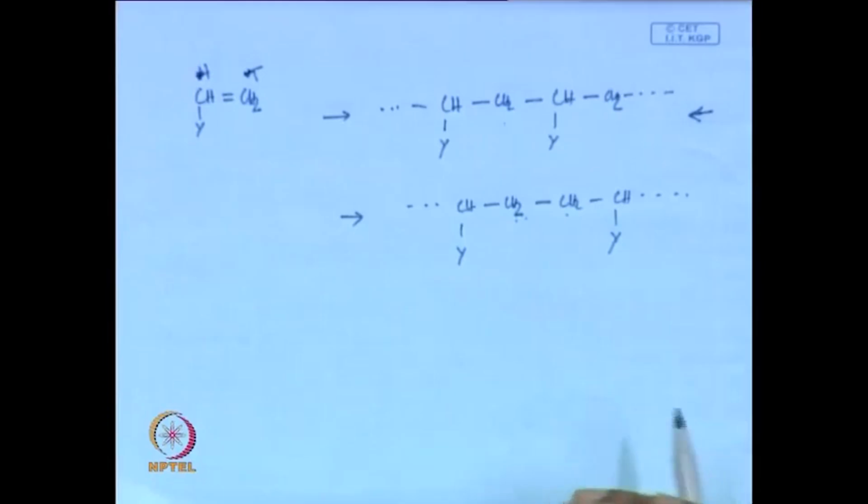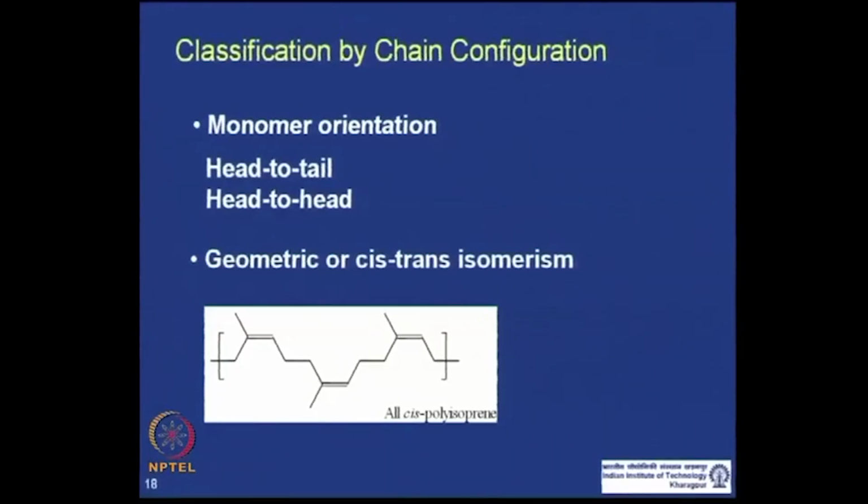You can have polymers as geometric isomers, like in this case cis-polyisoprene, where all the monomers are arranged in the polymer in a cis arrangement. Now, you can have them in trans arrangement or a cis-trans arrangement as well. So, that gives you geometric or cis-trans isomers.